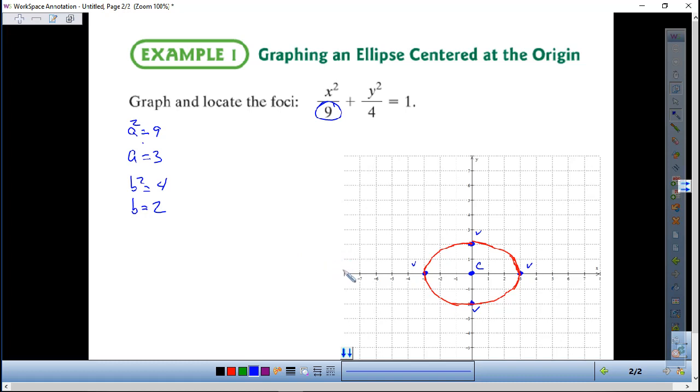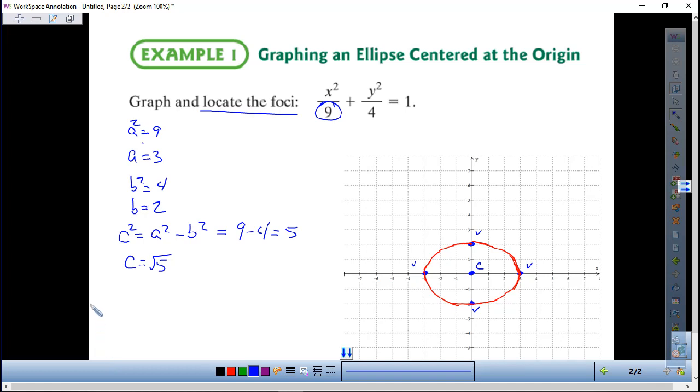We're missing one thing, and that are the foci. Well, they ask us to find it. So we've got to locate the foci, and that's going to be C. Well, where do we get C from? Well, we know C squared equals A squared minus B squared. We know what A squared and B squared are, so we get 9 minus 4 equals 5. That's what C squared is. So C is the square root of 5.